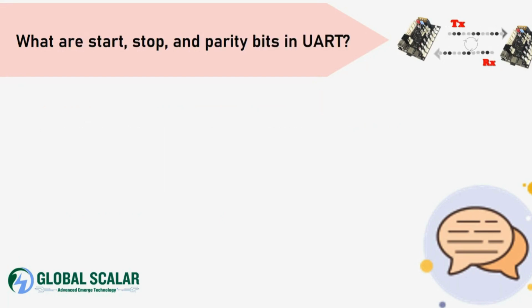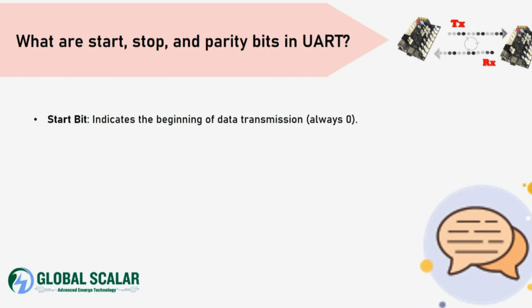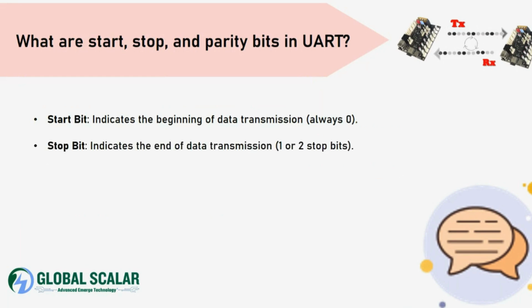What are the start, stop, and parity bits in UART? Start bit indicates the beginning of the data transmission, always 0. Stop bit indicates the end of the data frame. It will be 1 or 2 stop bits. Parity bit is used for error detection. It is even parity, odd parity, or no parity.